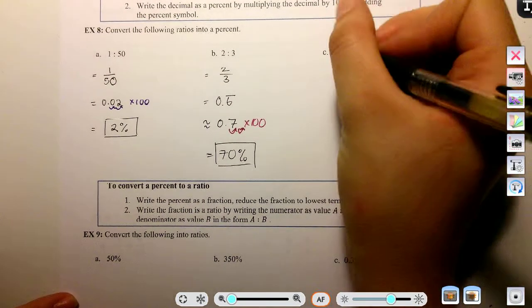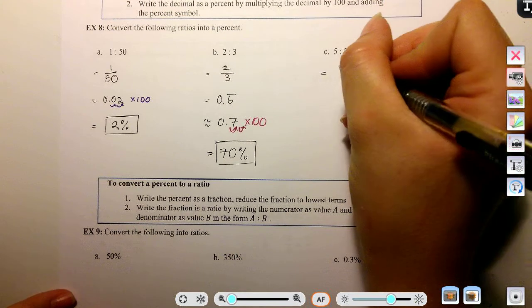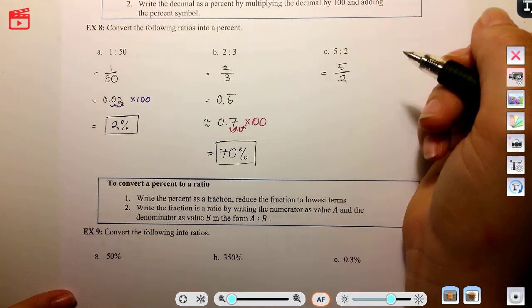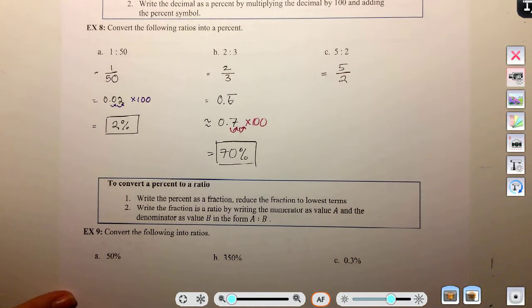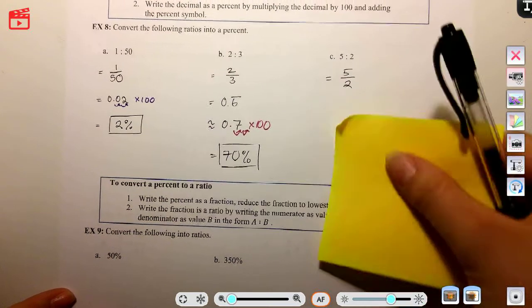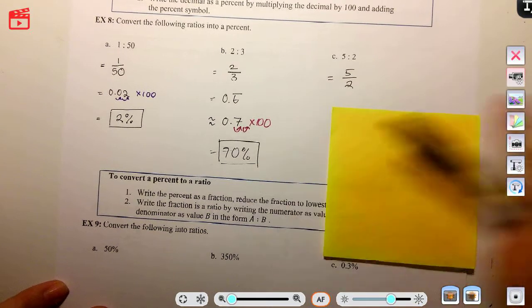And C. All right, here we go. So 5 to 2, we'll turn that into a fraction. Now we want to make that into a decimal, so let's pull out another sticky note. Go ahead, pause the video if you want, and try to calculate that one out.